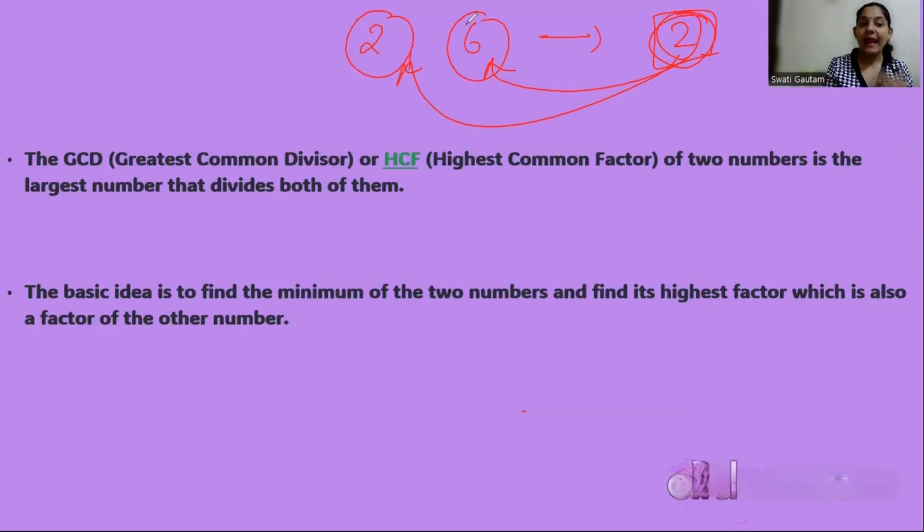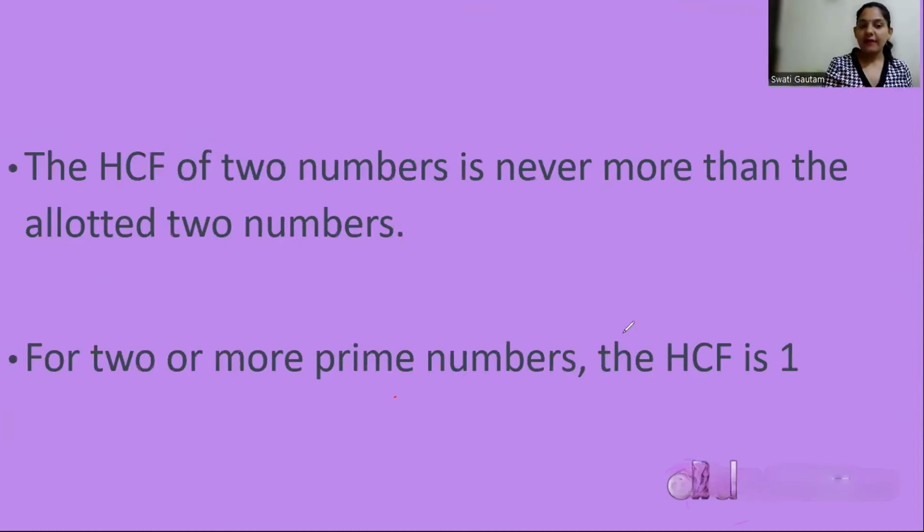Always remember. And also, when you are talking about the common factors, it should be the highest one or the greatest one. Okay. The greatest divisor, right? Now let's take an example. So these are the things that I have already told you. These are the points: HCF can't be greater than the two numbers.